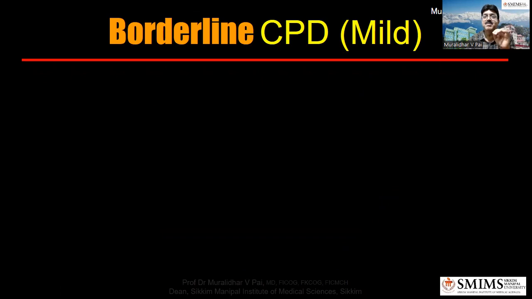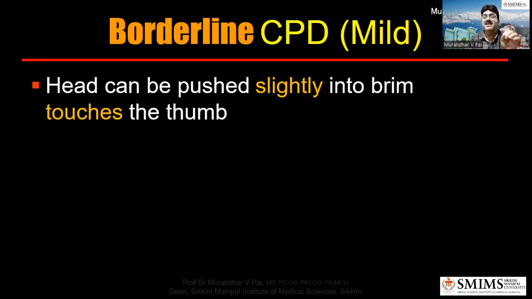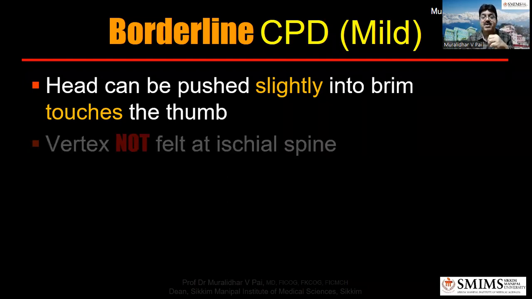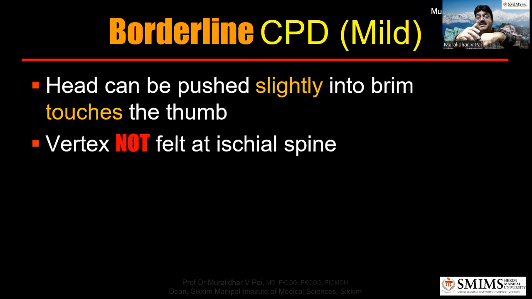Now comes the borderline or the mild CPD, or some people call it moderate CPD. I would like to call it simply borderline CPD. Now here is the tricky situation. The head can be pushed in slightly into the brim. The conical part of the head goes slightly into the brim. But when it is going, it touches or kisses the thumb. It doesn't override the thumb. It doesn't go smoothly, but it just touches the thumb. And not only that, the vertex is not felt by the fingers at the ischial spine level. The fingers which are waiting at the ischial spine cannot palpate the vertex. This is the borderline CPD.